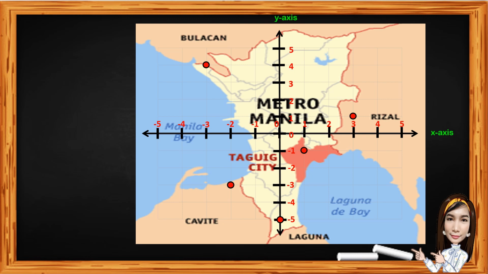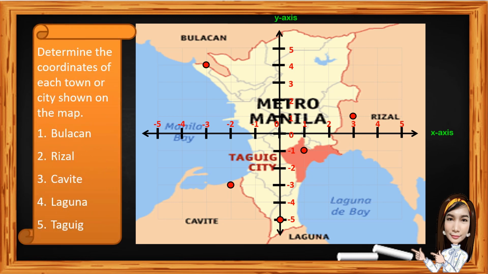Now let's have the given example. Determine the coordinates of each town or city shown on the map. First, we have the town of Bulacan. Draw a vertical line passing through the point and the x-axis, and a horizontal line passing through the point and the y-axis. The number aligned to the point on the x-axis is negative 3, and the number aligned to the point on the y-axis is positive 4.